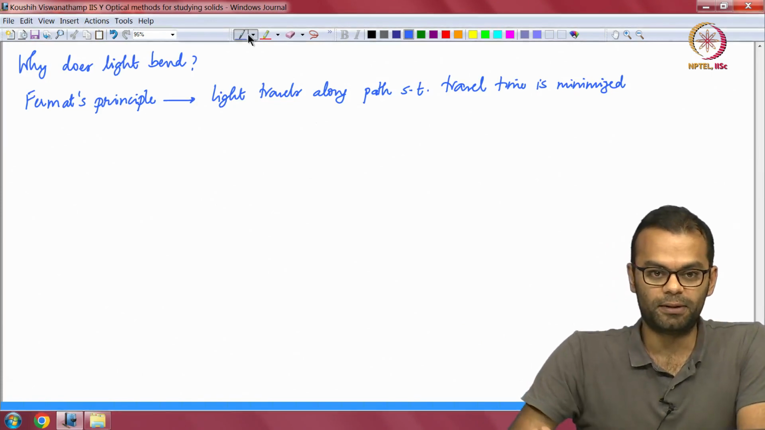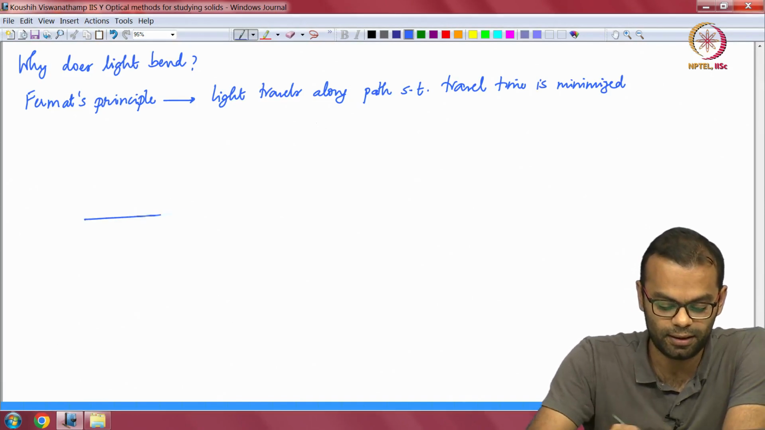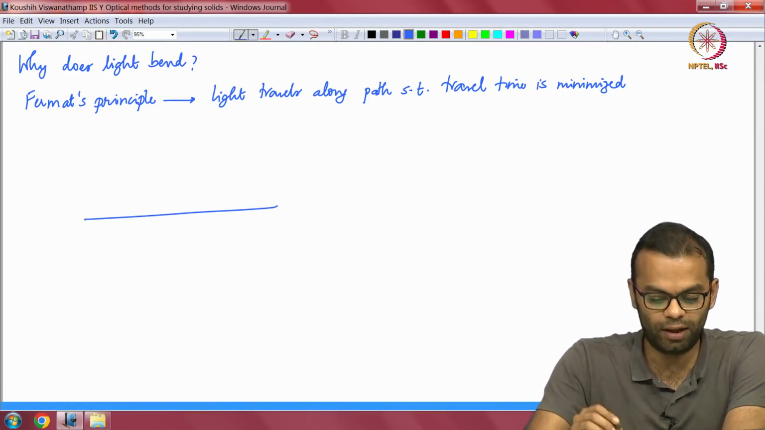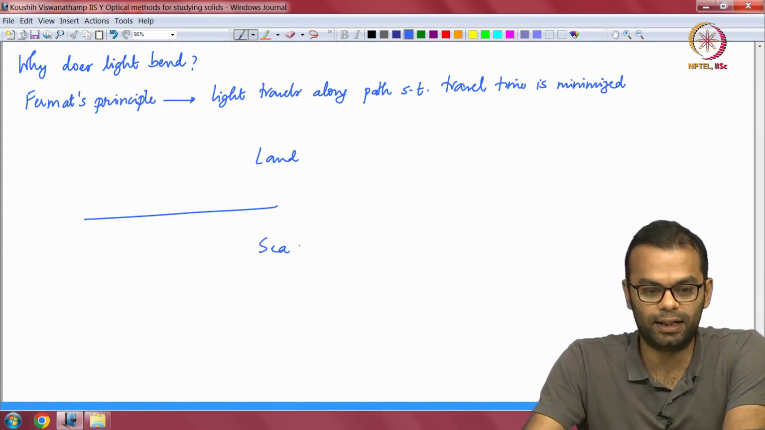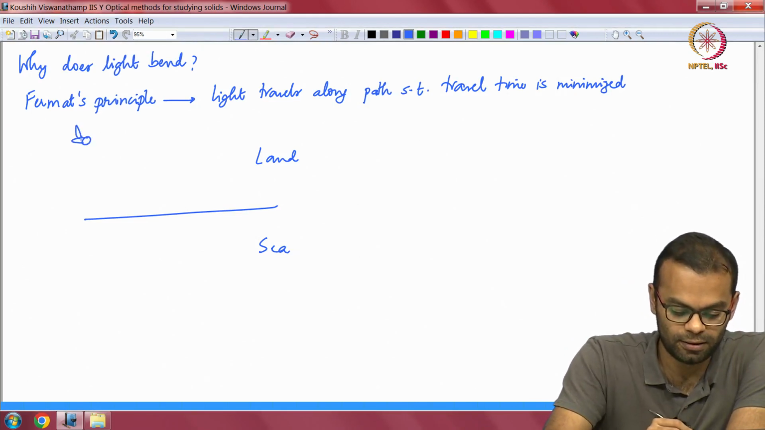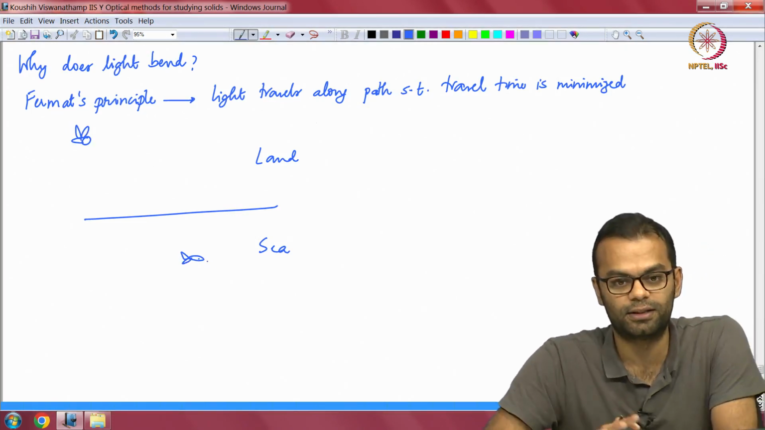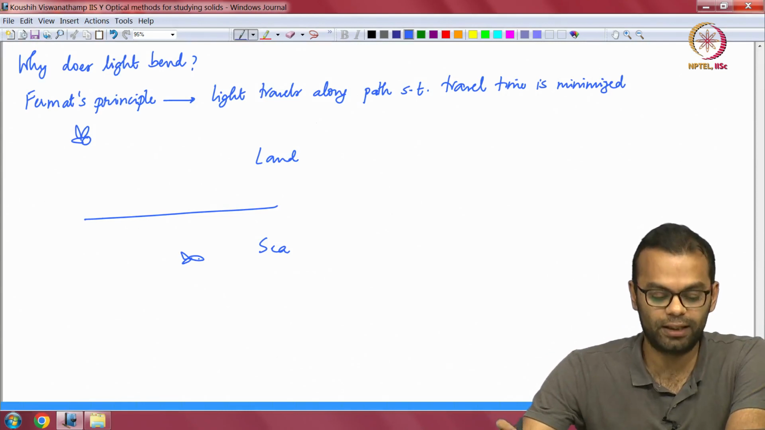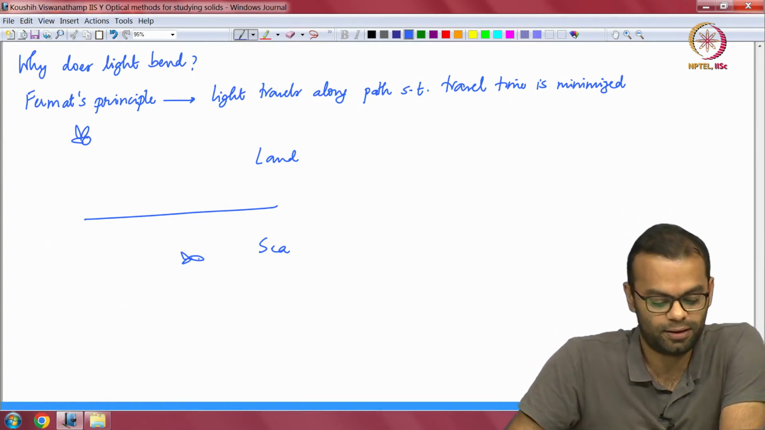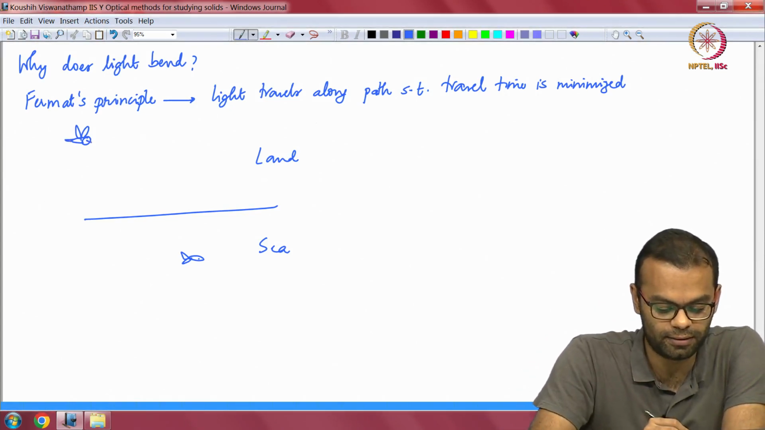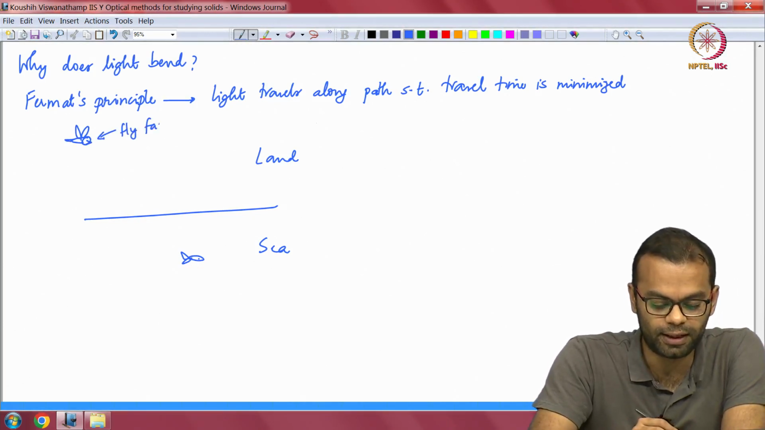So, going back to Fermat's principle, this is best illustrated using a very simple example. Let us say you have land and you have sea, and let us say you have a bird flying like this and it wants to catch a fish that is stationary. Now, let us assume that the bird is like a duck and it can swim as well as fly. This bird can fly faster than it can swim.